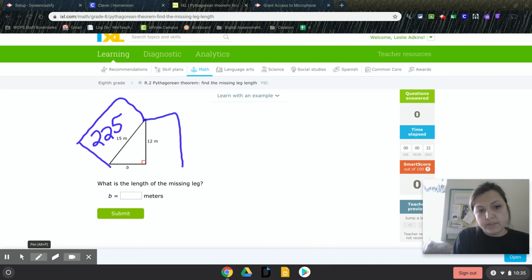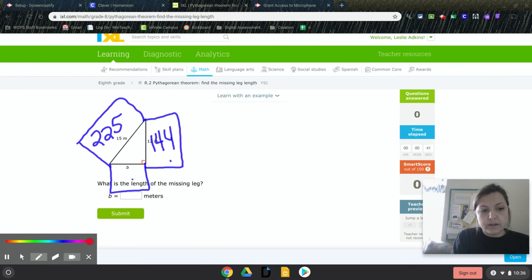And the area of this square would be 12 squared, or length times width, or 12 times 12, which would be 144. And we learned that when we add this square with this square, it should equal the area of this square.